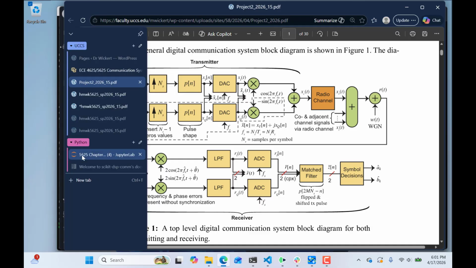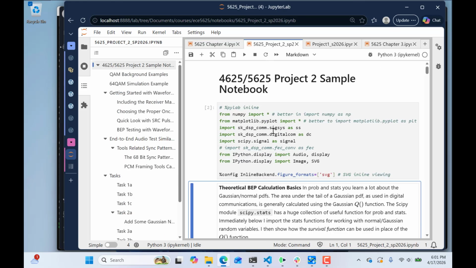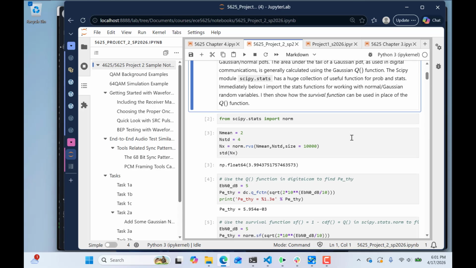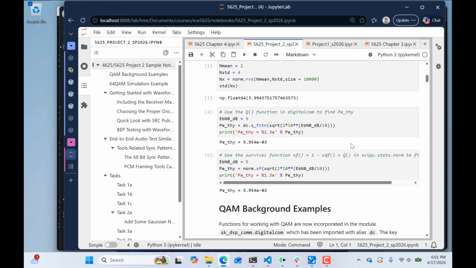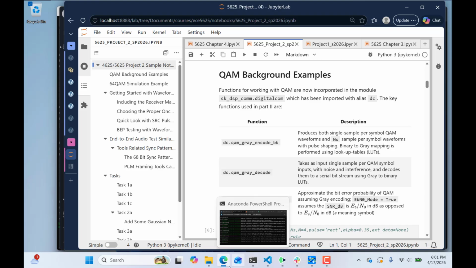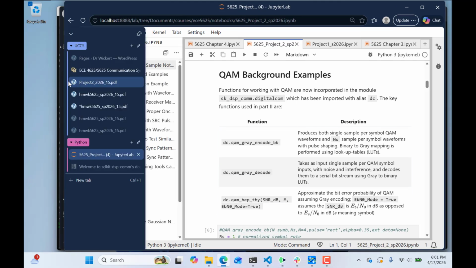So the Jupyter Notebook for Chapter 4 is right here. Once you get this notebook launched by running the starting cell, I have some preliminary information on statistics and the Q function. It's just in there as information. It's not something that you have to use at all in any of the tasks. But then you will be using the QAM, quadrature amplitude modulation functions. And so now I'll jump back over to what is on the web page.